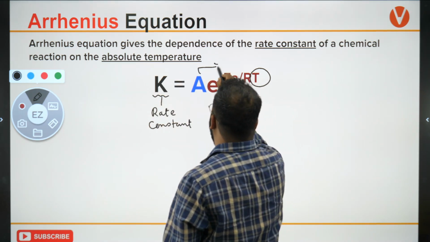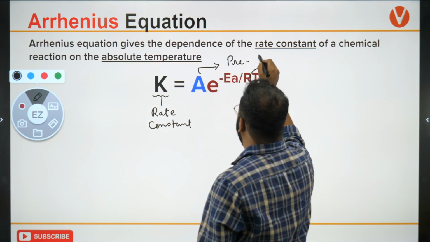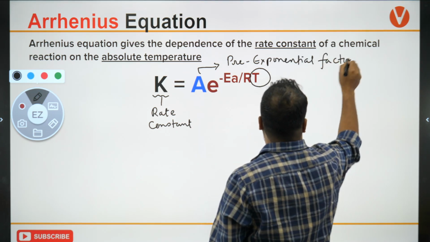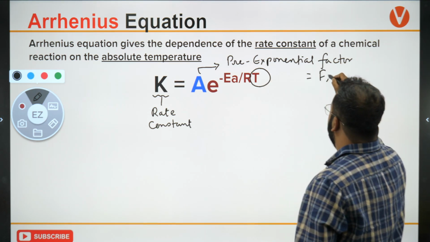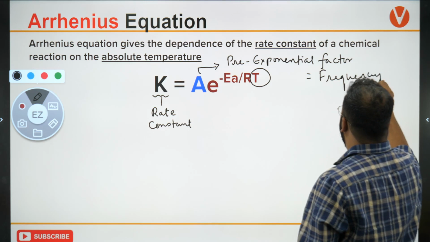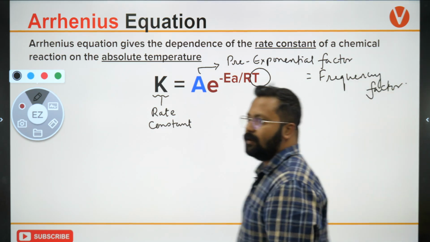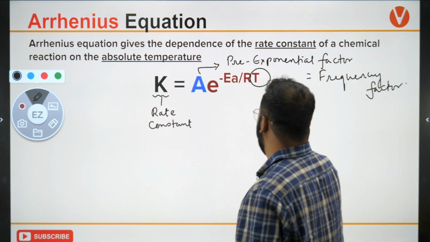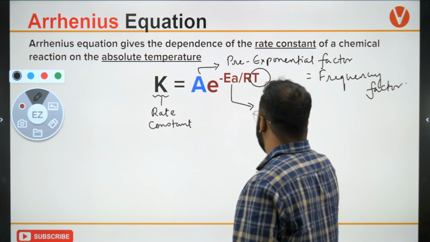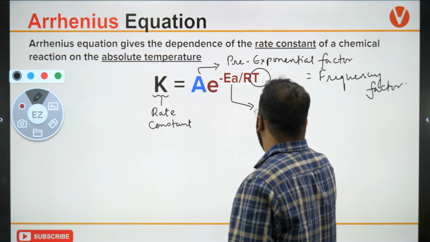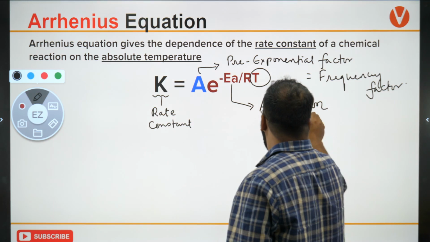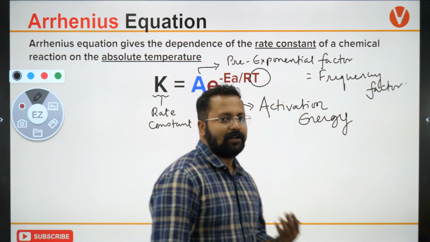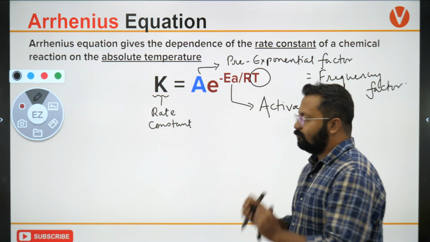A is the pre-exponential factor, or it is also known as the frequency factor. Ea is known as the activation energy, and R is the gas constant. T is temperature in Kelvin.